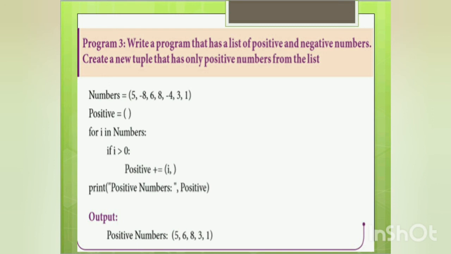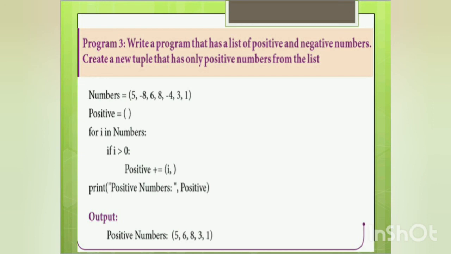Then it will take the other element 6. Is 6 greater than 0? Yes, true. So it will append that 6 value. Here already 5 is there, then comma 6. Then it will take 8. Yes, true. It will append 8 there. Minus 4 it will omit. Then it will take 3, then at last 1. Now in the positive tuple you will have 5, 6, 8, 3 and 1. Then the print statement will get printed.